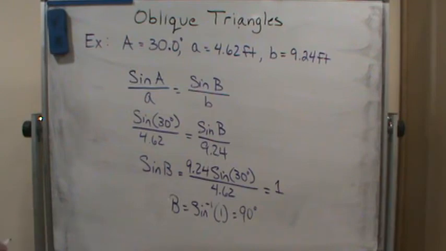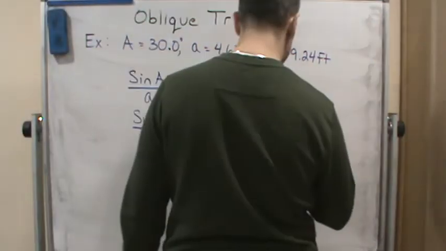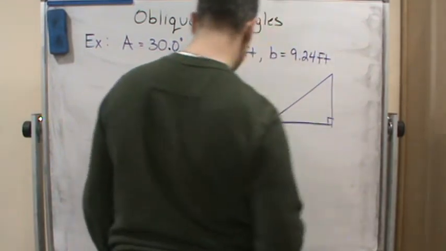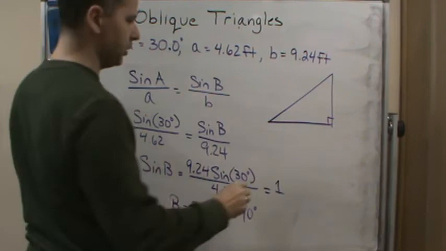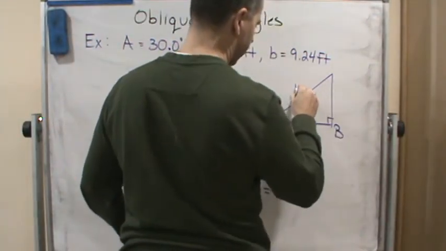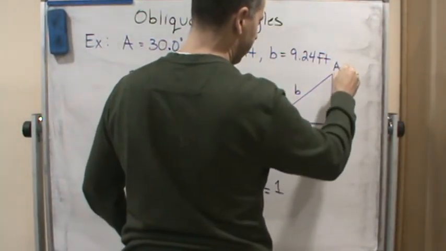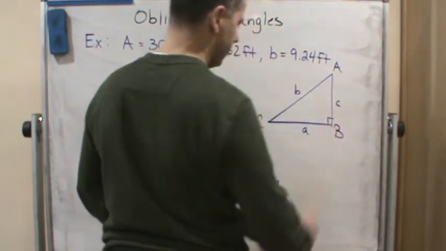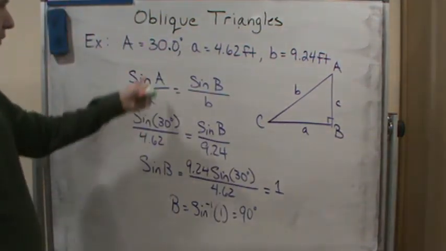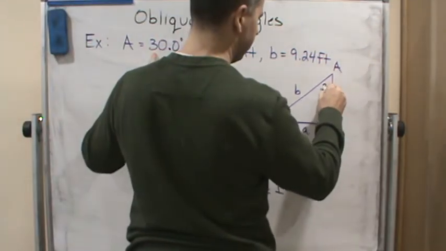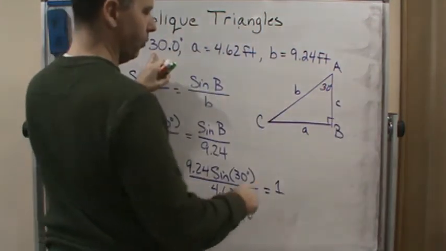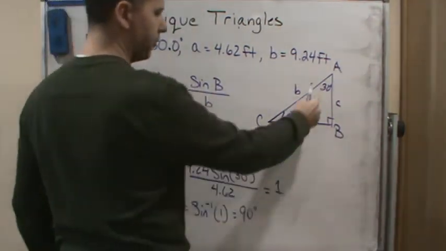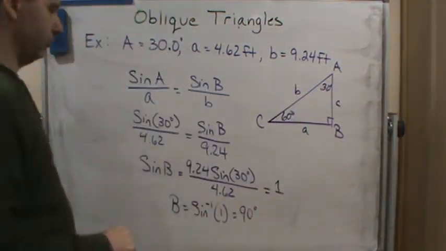So what are we dealing with? We're dealing with something that looks like this. Angle B is a 90-degree angle. So we've got B, and then we've got A, and then we've got C, like that. That means A is 30, which means this has to be 60. So now we have a 30, 60, 90 triangle. So that's cool.